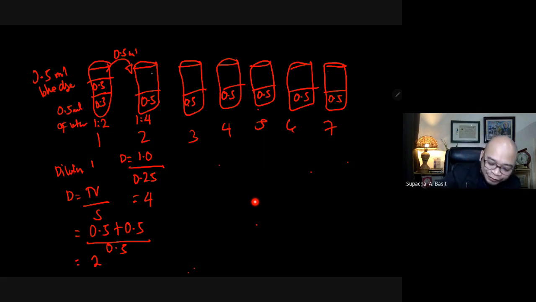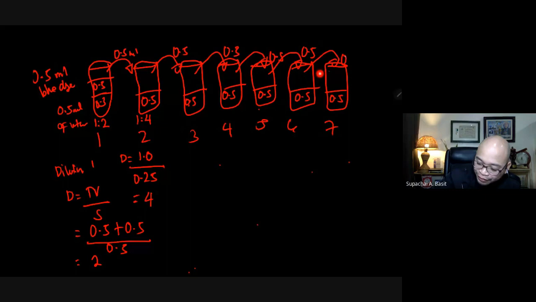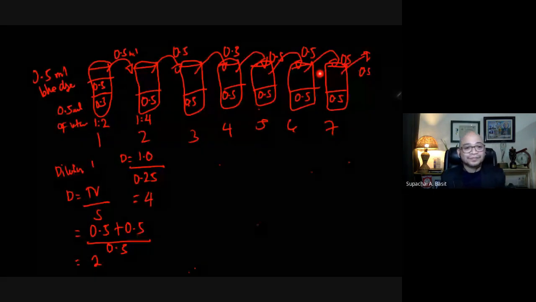And then you transfer another 0.5 ml into tube number 3, and then another 0.5 in tube number 4, and then another 0.5 in tube number 5, and then tube number 6, and then tube number 7. And you discard 0.5 ml from the last tube. So that's how you compute for serial dilution.